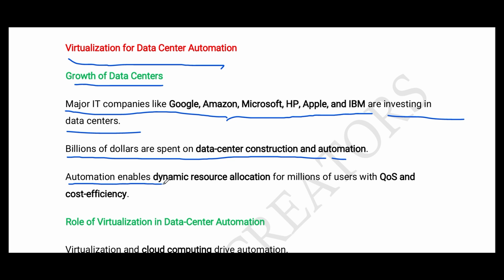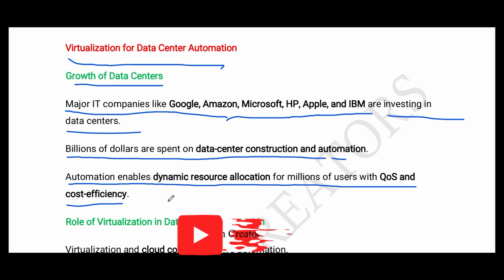Automation enables dynamic resource allocation for millions of users with QoS and cost efficiency. Resource allocation is dynamic, it is not static, for millions of users with QoS and cost efficiency.